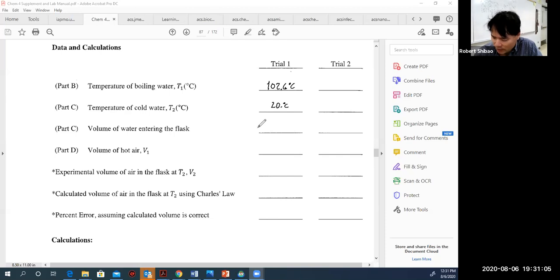Okay, volume of water entering the flask was 92.7 milliliters here. Volume of the hot air was the total volume of the water. For trial 1, we had to do a lot of measurements because I didn't have the large graduated cylinders. So this is for trial 1. It was 95.3 plus 95.8 plus 94.3 plus 94.9 plus 95.4 plus 75.5 milliliters, which is 551.2 milliliters.